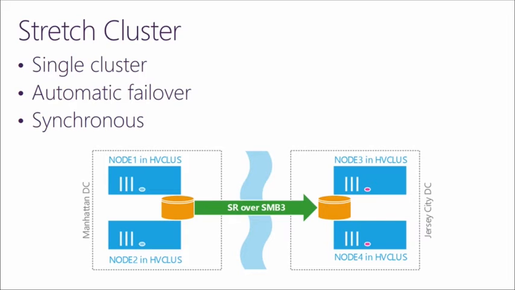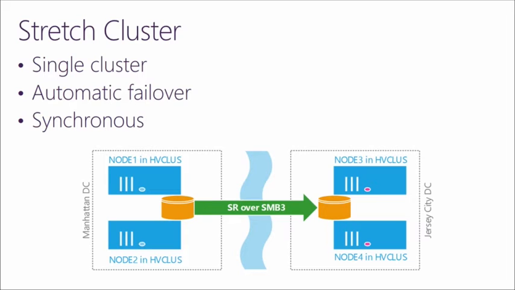What we've got here is two Hyper-V clusters in separate data centers. Manhattan in this case, Jersey City on the right-hand side, Manhattan on the left. 2-node Hyper-V on the left, 2-node Hyper-V on the right. They're all the same cluster. So HV Plus is the name, node 1, node 2 in Manhattan, node 3, node 4 in Jersey City. Using Storage Replica to replicate the volumes that store the virtual machines across from one site to another.